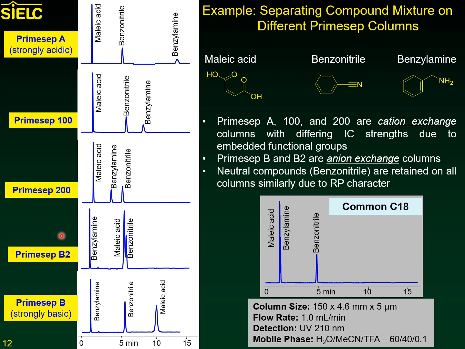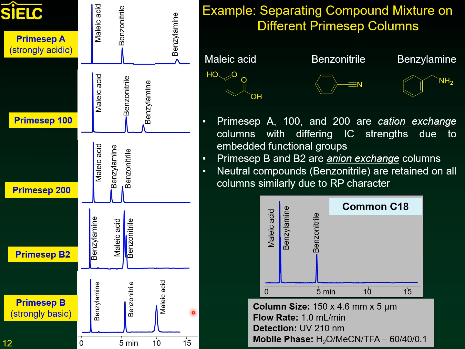With the weakly ion exchange capacity holding B2 stationary phase, the maleic acid nearly coelutes with the benzonitrile. And then if one were to use the much more strongly basic Primesep B column, the maleic acid would elute last from this column and have the longest retention time on the column.